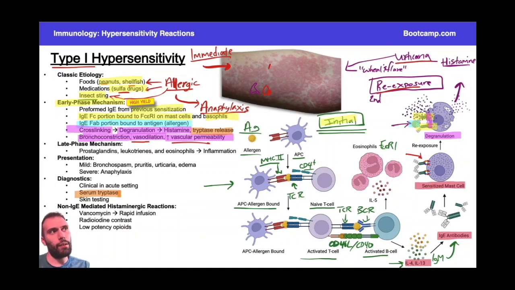Let's say that we have a patient that comes in, right? Maybe they were exposed to something they think they're allergic to, and you might be concerned that this patient is kind of moving quickly towards anaphylaxis. What you can do is draw serum tryptase on them, and this will give you an indication as to if they're in fact at risk of anaphylaxis. So that's just one thing to remember in terms of the diagnostics.